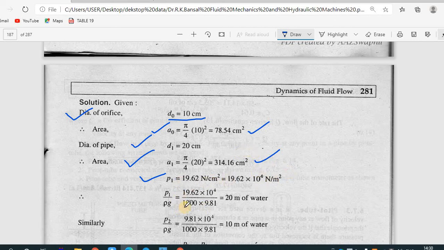So P1 by rho g is 19.62 into 10 to the power 4 divided by density. The liquid flowing in the pipe is water, so density is 1000, into 9.81. This will be 20 meter. Similarly, we can calculate P2. P2 by rho g is 9.81 into 10 to the power 4 divided by 1000 into 9.81. This value is coming out to be 10 meter of water.